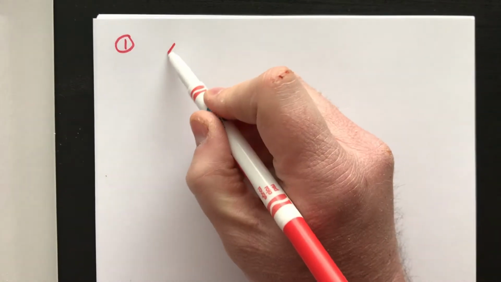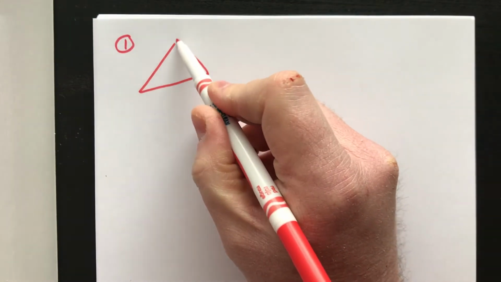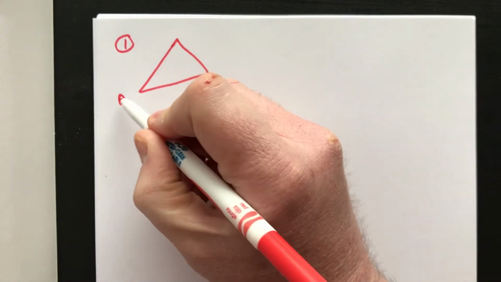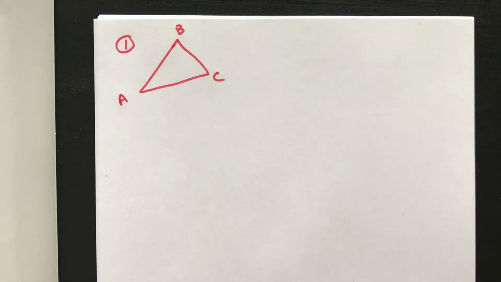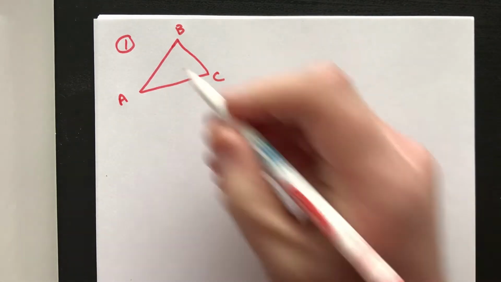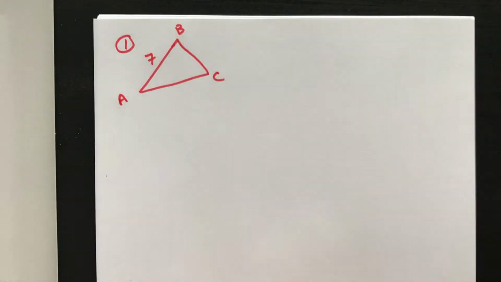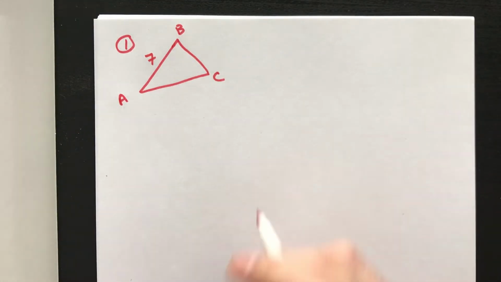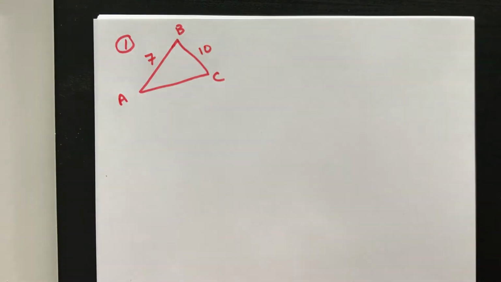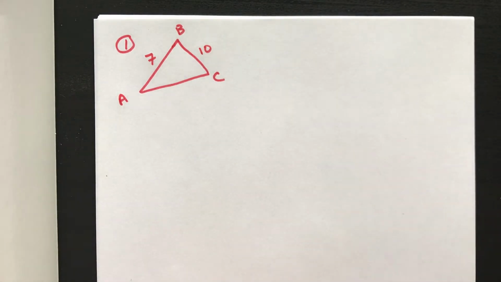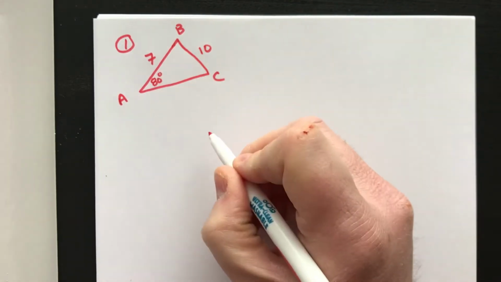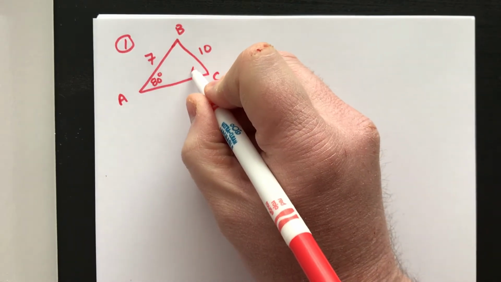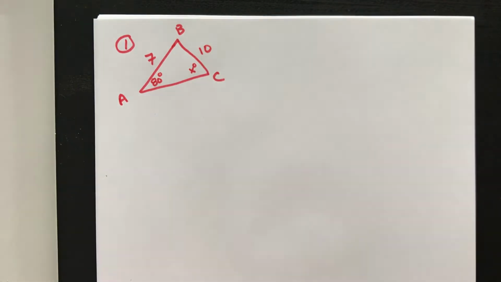What you need to do, just draw any arbitrary triangle. It doesn't matter what it looks like, and label it ABC, okay? They don't give you a picture, so it's probably easiest if you draw one. They tell me that segment AB is 7, so I'm going to put a 7 there. Segment BC is 10, and they say the measure of angle A is 80 degrees. So inside of here, we have 80 degrees. They want us to find this angle, which is great.